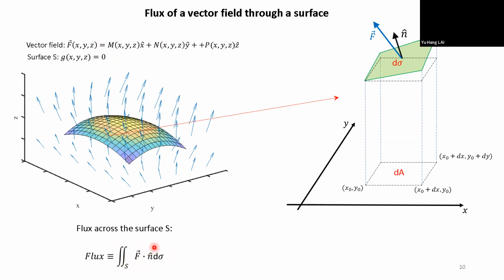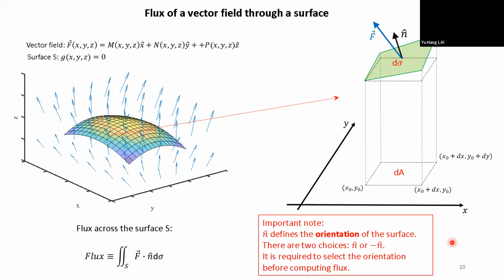So at each element d sigma, I have to consider the vector field at that point. This F is the vector field at that point, and then I need to take the dot product between this F and this normal vector, and then multiply that by d sigma, and then do the double integral across the entire surface that you care about. So then this is the flux across the surface, or through a surface.